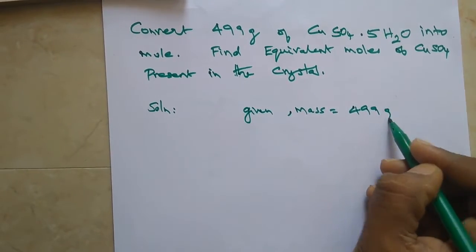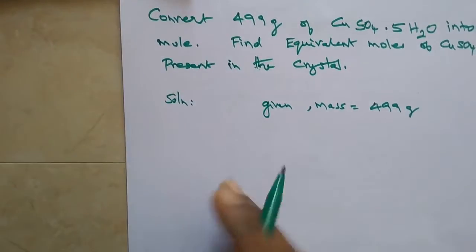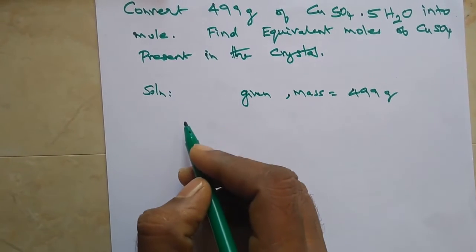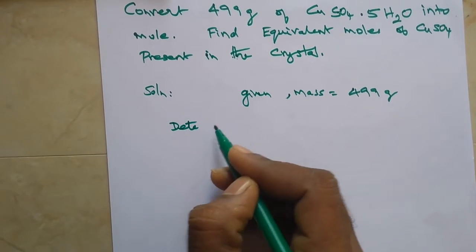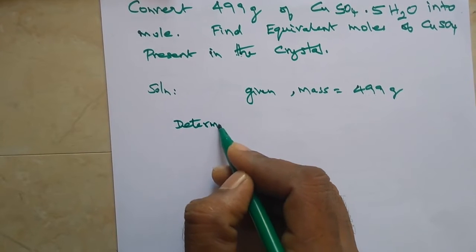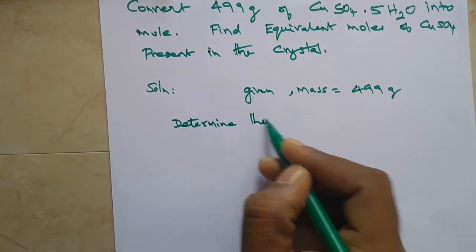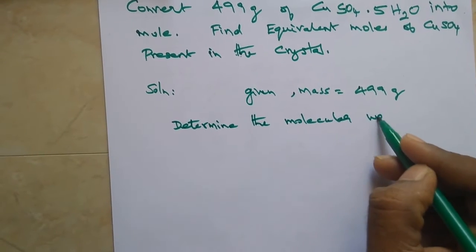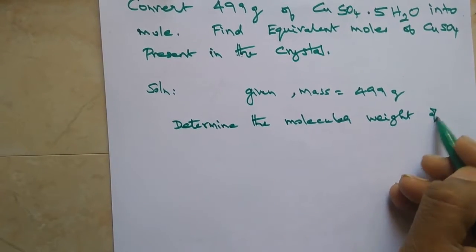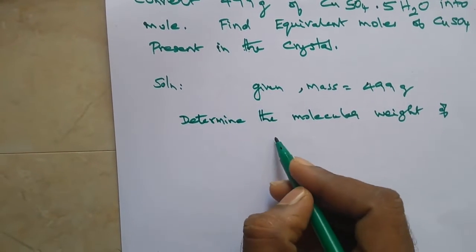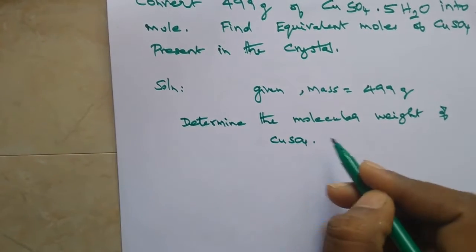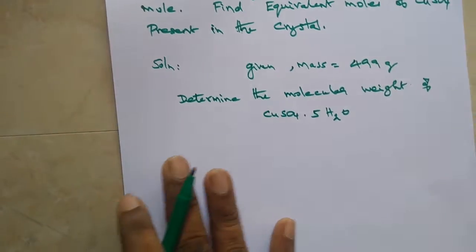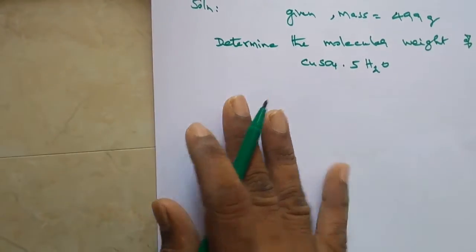So what is the next step? Our first step will be determining the molecular weight. We will do it in two stages. One is copper sulfate alone, then copper sulfate when it is hydrated with water. So both you will determine. So first determine the molecular weight of copper sulfate. So the crystal is copper sulfate with 5H2O.